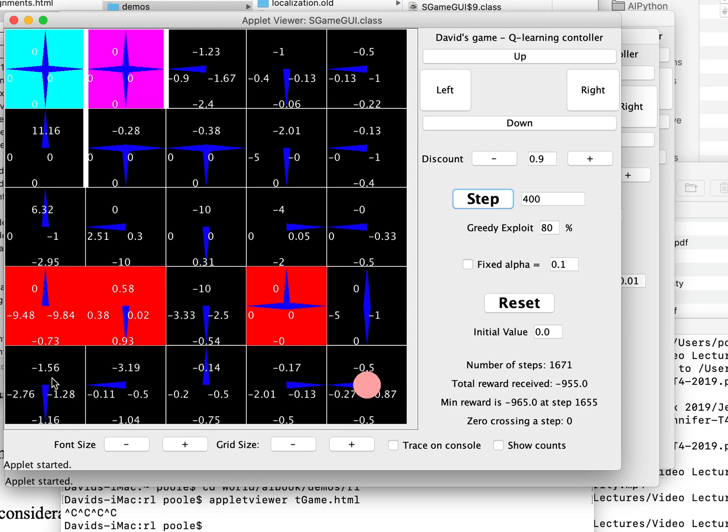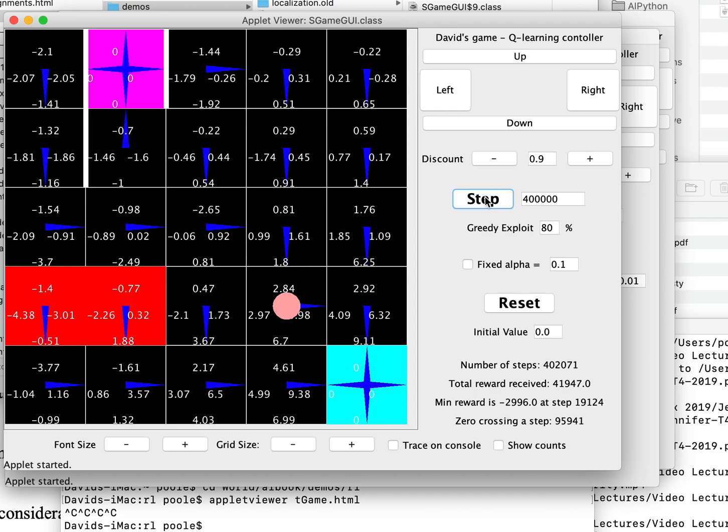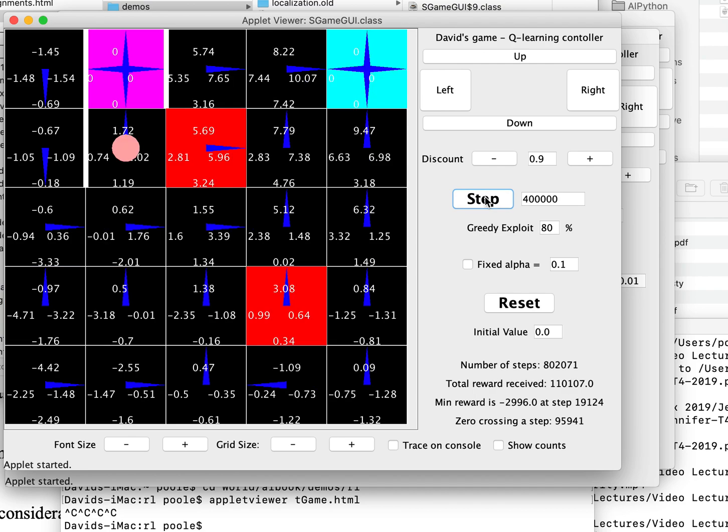In terms of the bottom left area, the best thing to do is to just go down and keep crashing into the wall, it looks like. Okay, so that's after 400 steps. After another 400 steps, we've now done 2,000 steps. Let's make this 400,000 steps. Right, now we're going to get there.